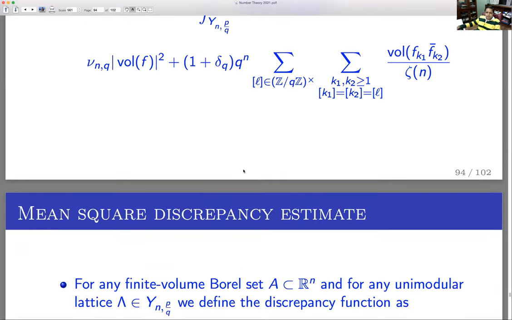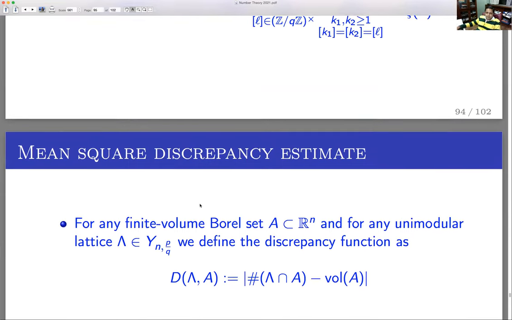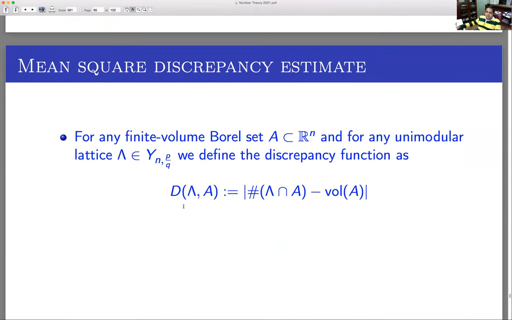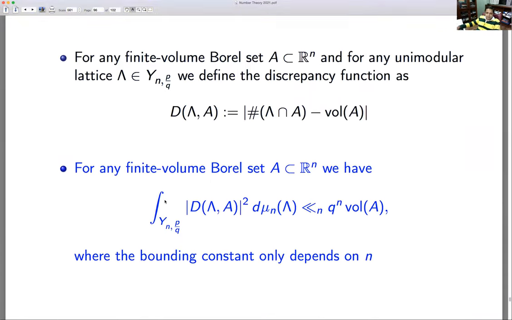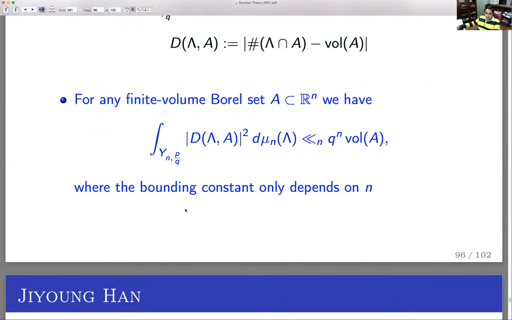Okay, so essentially the main thing is to get a discrepancy estimate for a lattice point count using the second moment formula. So maybe I'll not go through this whole thing.